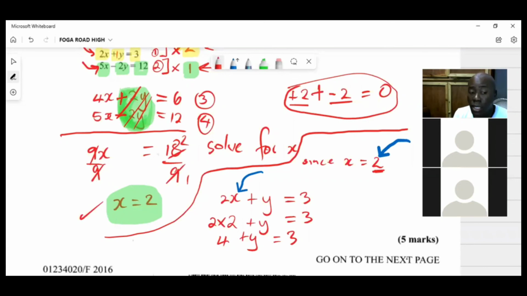We're almost done. If I subtract 4 from both sides, we will see that y is equal to -1. So here it is, y is -1. Normally, you don't have to, but for conclusion, we say x is equal to 2 and y is equal to -1.